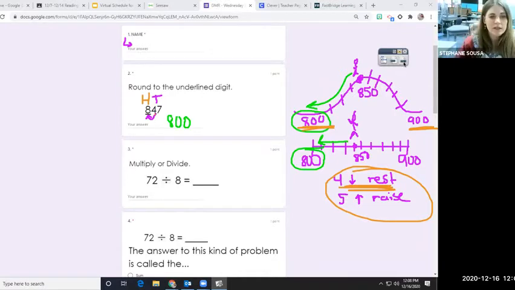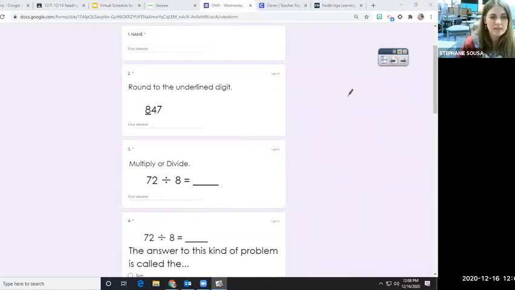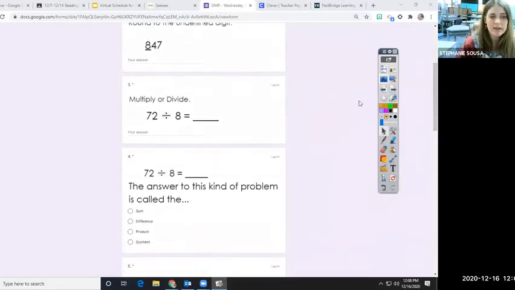Alrighty, next one, it said multiply or divide. This is a division symbol, so we are going to divide. 72 divided by 8 equals 9, so you should have typed 9. The answer to a division problem is called the quotient. We just had a division quiz 2 weeks ago. Hopefully you haven't forgotten vocabulary in 2 weeks, but the answer to division problems is called quotients.